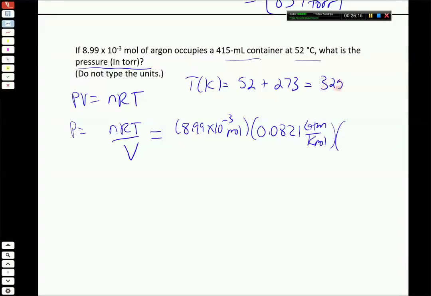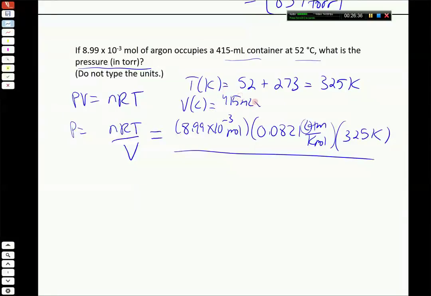325. So we need to make sure that temperature is always in Kelvin whenever we're using gas equations. 325 Kelvin. And then divided by the volume. The volume has to be in liters for the ideal gas equation. So it's going to be 415 milliliters divided by 1,000 to convert from milliliters to liters, which is 0.415. So that's going to go down here in the denominator, 0.415 liters.